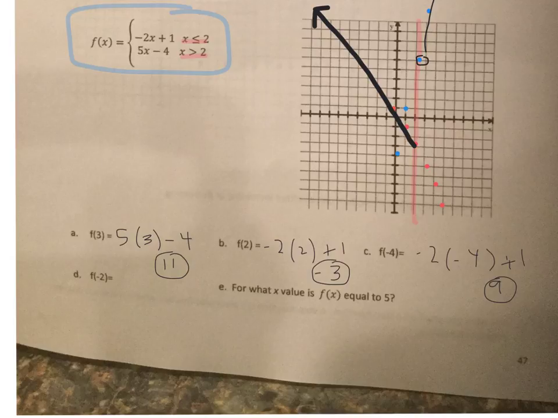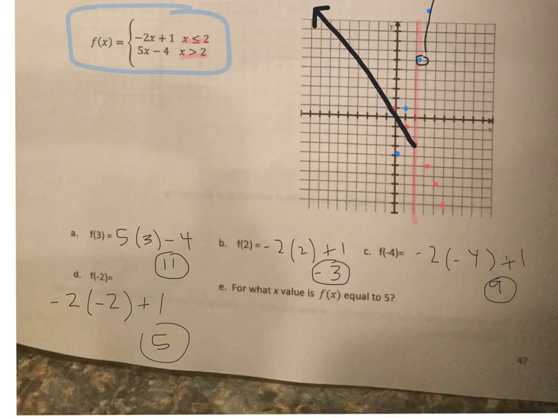Okay, f of negative 2. Negative 2 would be plugging into the top equation. So we have negative 2, plug in negative 2, plus 1. Negative 2 times negative 2 is 4, plus 1 more is 5.